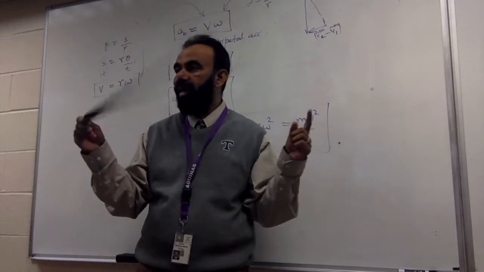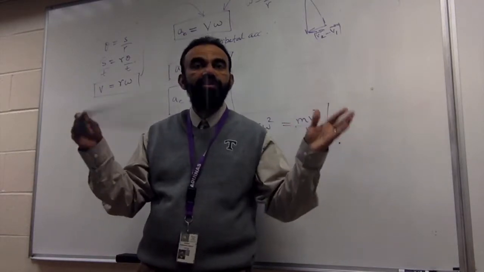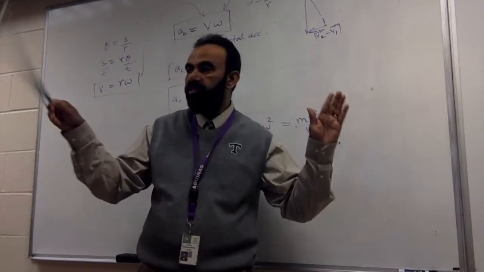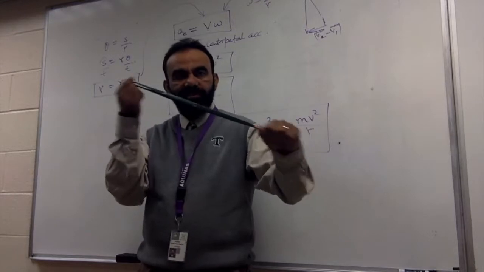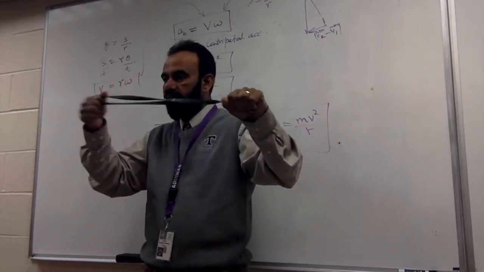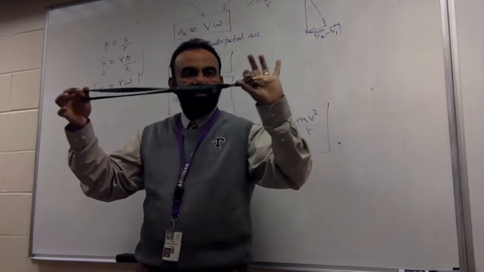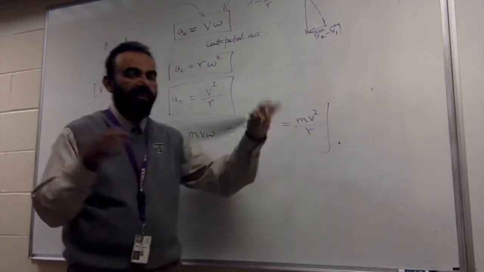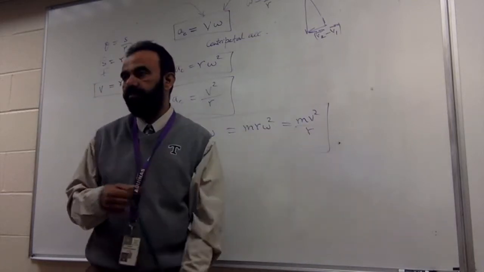If this thing snaps at any point, the key cannot continue to go in a circular path, so it will just fly off tangentially, right? Okay. So what is providing the centripetal force here is the pull towards the center. This is the center. And the keys is the mass. So we have mass, we have the speed with which it's moving, and we have the radius.